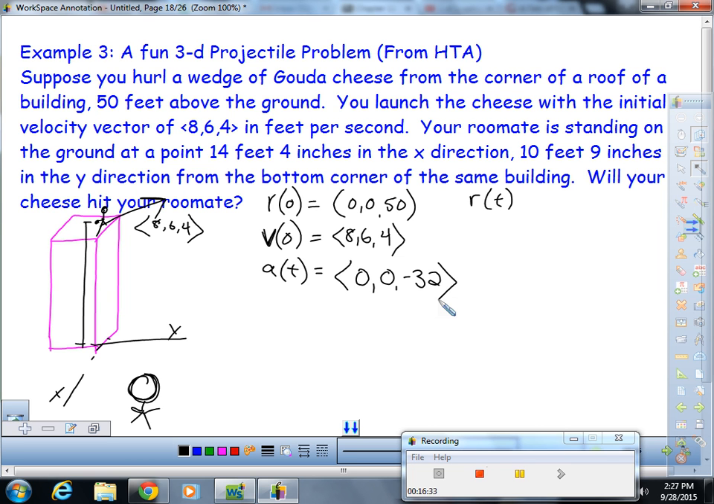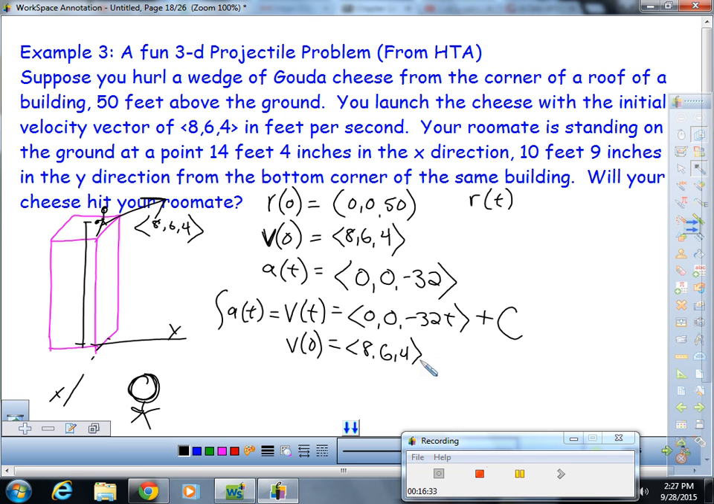All right, so look, if we want to integrate A of t, that would give us V of t. Now I'm just changing the way I write this a little bit. Hopefully you watched the chapter 11.2 video pretty well. Now I'm just referring to all these constants as a constant vector. Okay, well, we know that our initial velocity is 8, 6, 4. So that means our C must be 8, 6, 4. That's our C1, C2, and C3 all wrapped into one. So that makes V of t equal to 8, 6, negative 32t plus 4. Okay?